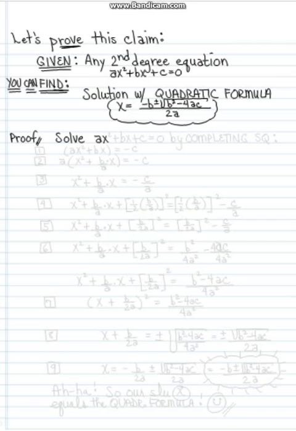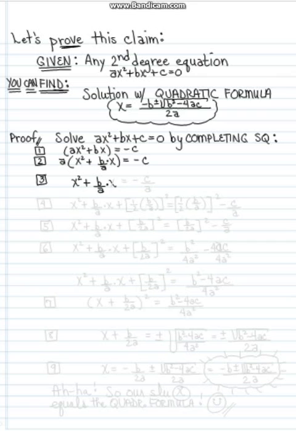Okay, step 1, we want to isolate the x squared and x on the left side in parentheses. So we are going to move the c to the other side by subtracting it and putting the parentheses around the x squared term and the x term on the left. Step 2, we're going to factor out the coefficient that's multiplying x from both terms in the parenthesis. That's what we get. And step 3, we're going to divide both sides by that coefficient a.